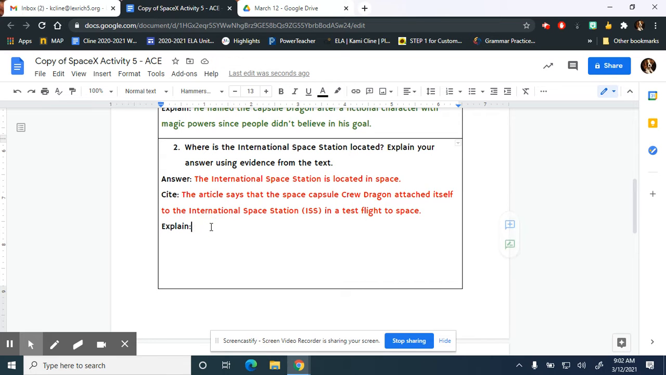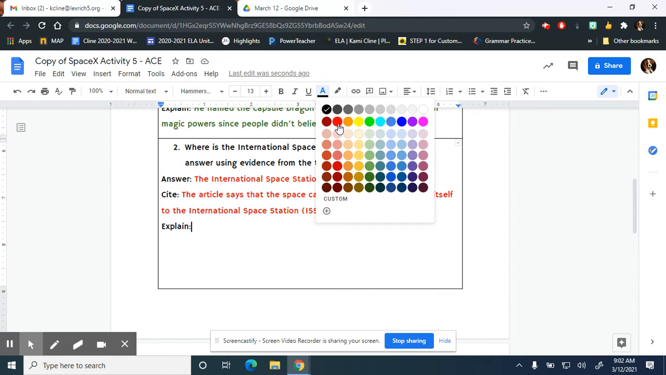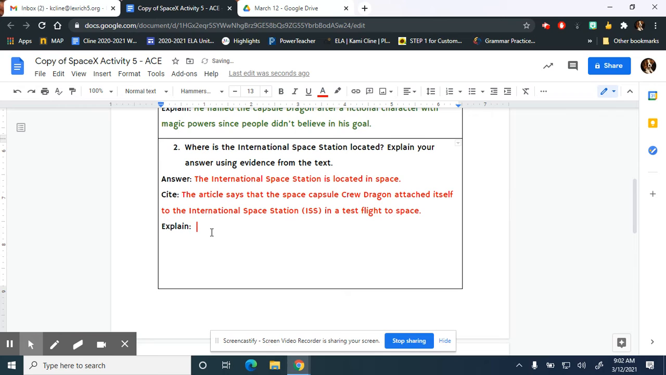Now I want to explain this using my own words. How does this show where it's located? This shows that the ISS, International Space Station, is already in space. There we go. We answered the question in our own words. So you have your answer in a complete sentence, answering the question, your evidence where you cited, and we explained it. Pause this and make sure you answer this question.